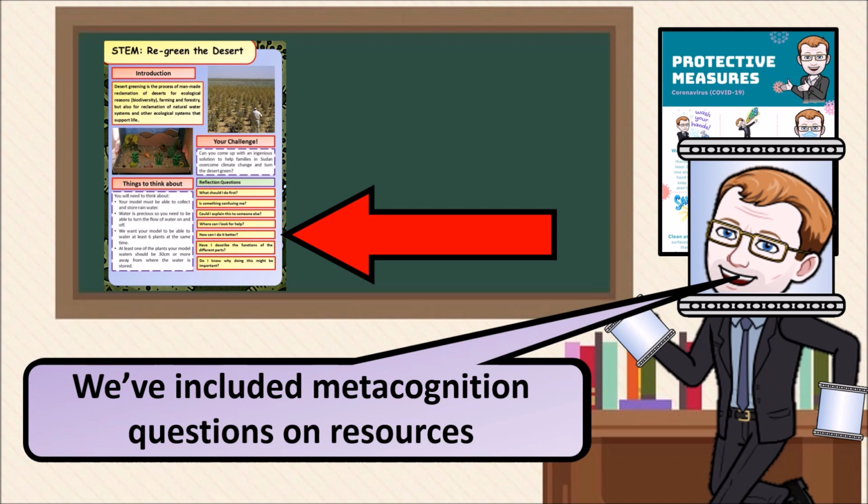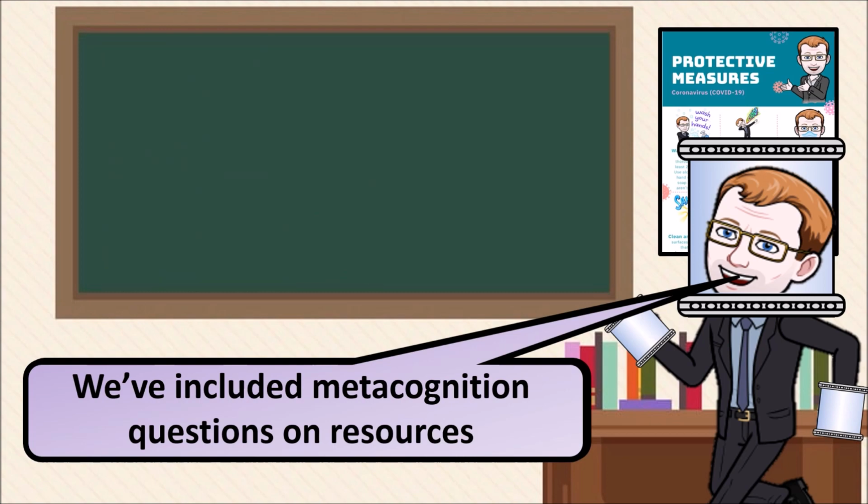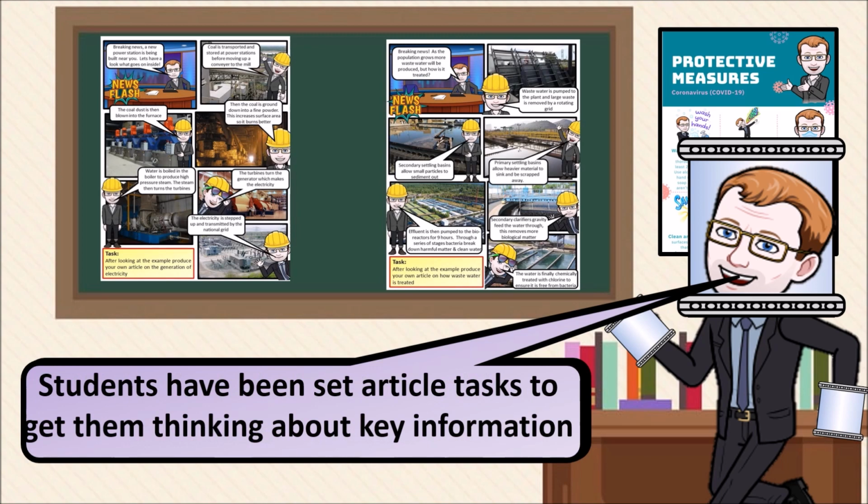So, on lots of the activities that we've sent out, we've included a series of metacognitive questions for students to think about while they're doing the activity or after they've finished it. Students have been set article tasks and other things to work through where they have had to go and think about the information that they want to present and decide what is important, then go and bring it together.